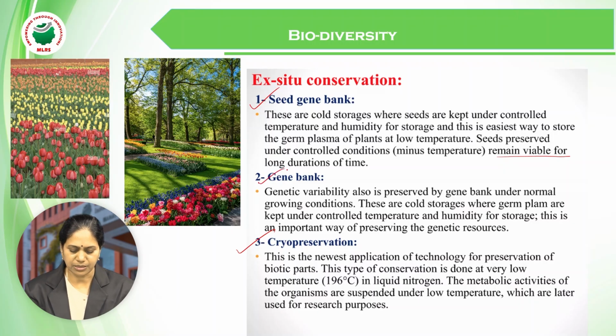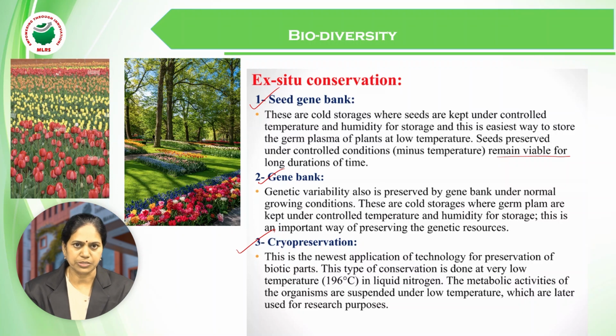Next, the gene bank. Genetic variability is also preserved by a gene bank under normal growing conditions. These are cold storages where germ plasm is kept under controlled temperature and humidity for storage. This is an important way of preserving genetic resources. Cold storages are also available here where the germ plasm is stored under controlled temperature and humidity. Okay, that is a gene bank.